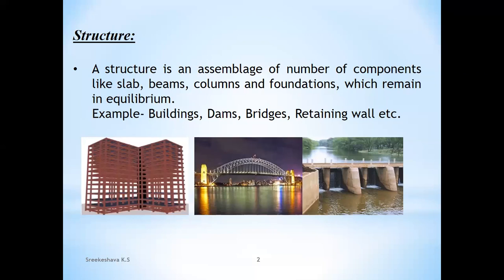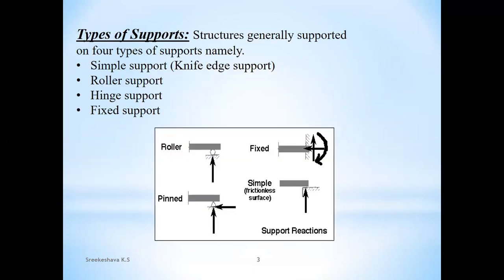Planar means two-dimensional structures. Generally, we have three equations of statics: sigma Fx equals 0, sigma Fy equals 0, and sigma M equals 0. When it's a space structure, we have six equations of statics: Fx, Fy, Fz equals 0, Mx, My, Mz equals 0. Some examples are buildings, dams, and bridges, you know that. We also discussed different types of supports at the beginning of shear force and bending moment diagrams.